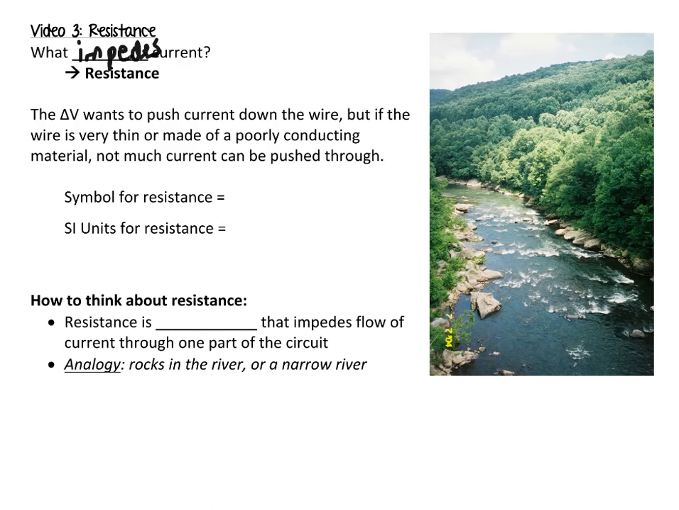Symbol for resistance is pretty straightforward. It's a capital R, and the units are ohms. And an ohm is a Greek letter. It's a capital omega, and it looks like that. So that is a unit of ohms.